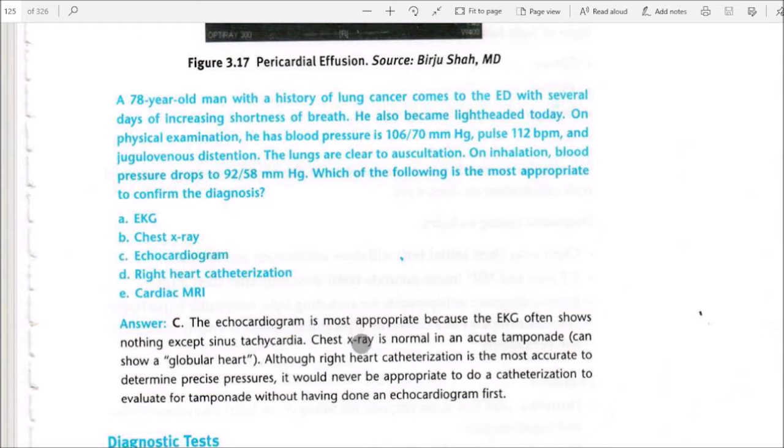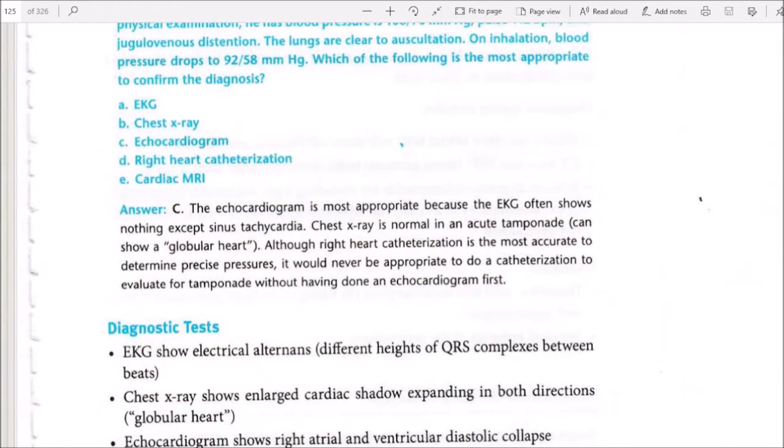Echocardiogram. The echocardiogram is most appropriate because the EKG often shows nothing except sinus tachycardia. Chest X-ray is normal in acute tamponade, and can show a globular heart otherwise. Although right heart catheterization is the most accurate to determine precise pressures, it would never be appropriate to do a catheterization to evaluate for tamponade without having done an echocardiogram first.